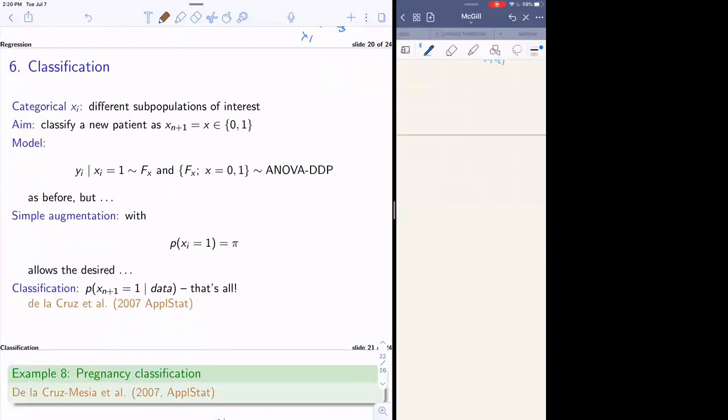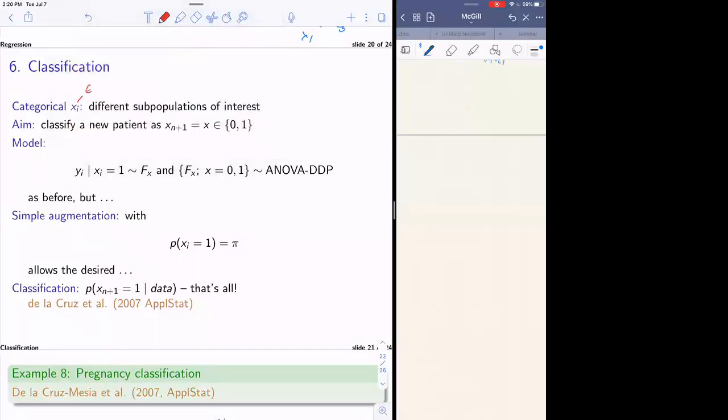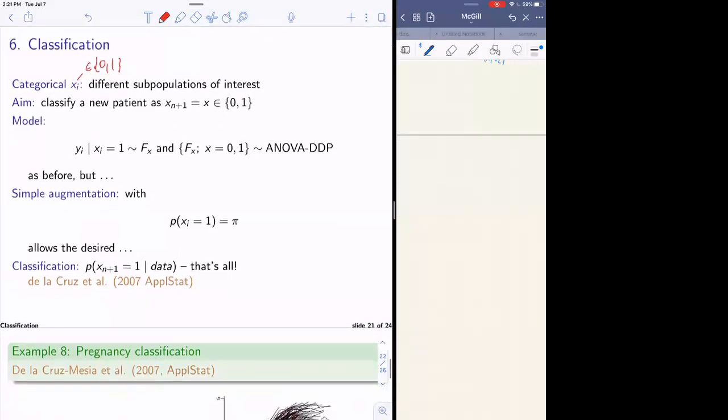If we have the following situation, a categorical xi, for simplicity, let's assume it's just binary, so just 0, 1. In our application, it will be normal pregnancy and abnormal pregnancy. So there's a categorical covariate. Say our inference aim is to classify a new patient as either x equals 0 or 1. In the application, that will be for a future woman. We want to make a prediction, normal or abnormal pregnancy.